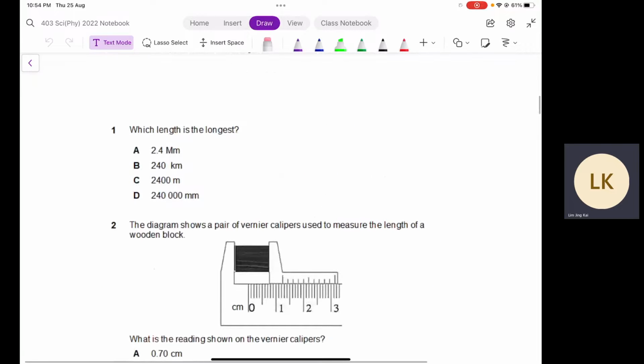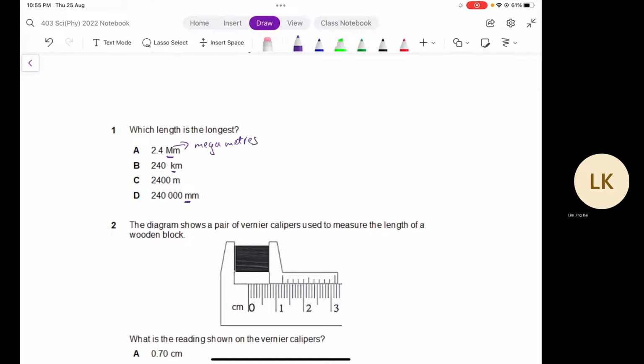Okay, so let's start with the first question. Which length is the longest? If you look at the numbers here, they are roughly the same. But if you look at the units very carefully, they denote different things. The first one is megameters. Second one, kilometers. Third one is just meters, and fourth one is millimeters.